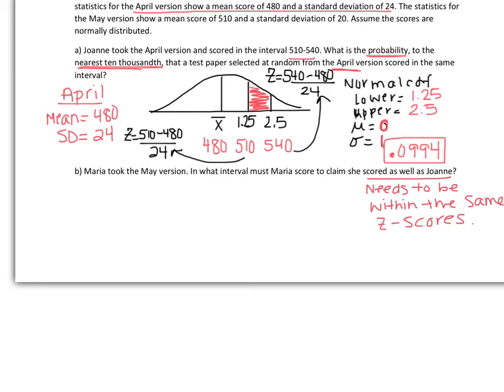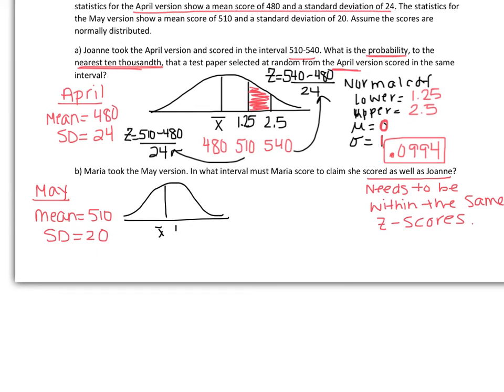So in this one, we kind of have to work backwards. We have some information about the May exam. So we'll say that the May exam, from reading up top, has a mean of 510 and a standard deviation of 20. So if we look at it in terms of a picture, this is my mean, 1.25 and 2.5. These are my two z-scores, and this is the area between them. If this mean is now 510, I need to find what these two data values are, and then that will be the interval that I need. So basically, I got to work backwards. I have a z-score. I need an interval this time.